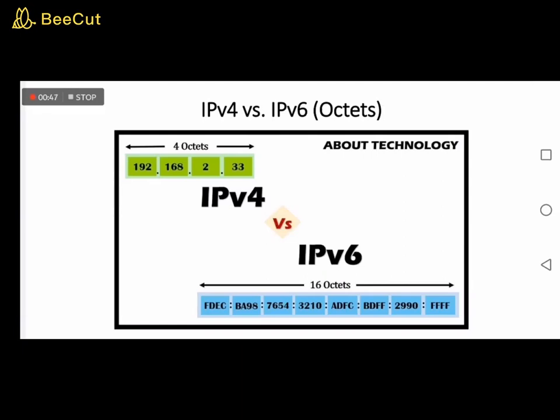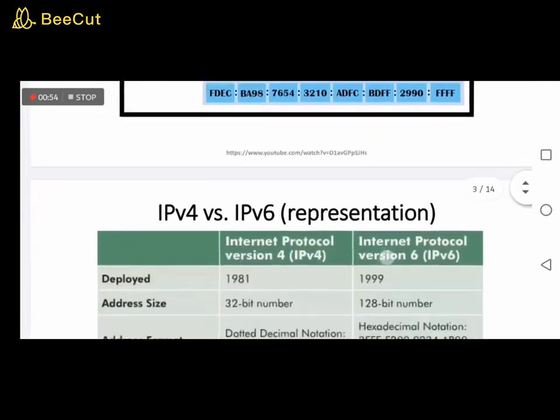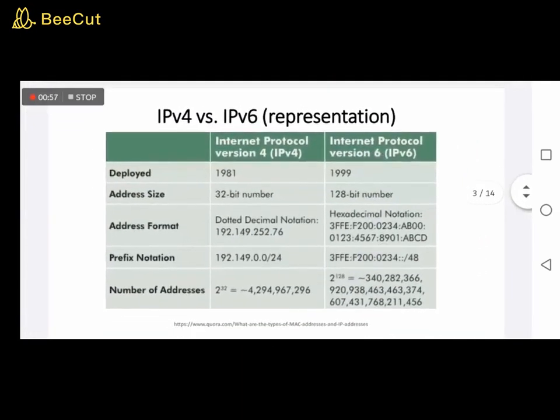Each 16 bits of V6 are separated by a colon from the neighboring 16 bits. V4 was developed in 1981, compared to the development of V6 in 1999, with an address size of 32 bits compared to a 128-bit number. The address format of V4 is dotted decimal notation, compared to hexadecimal notation for V6.